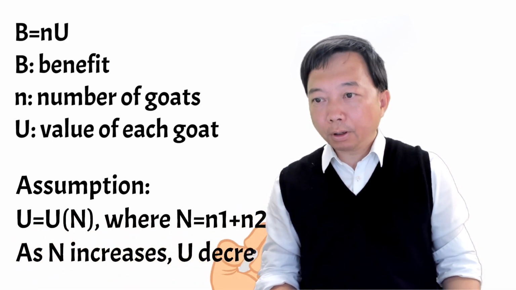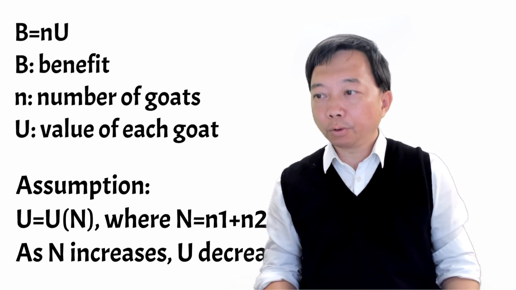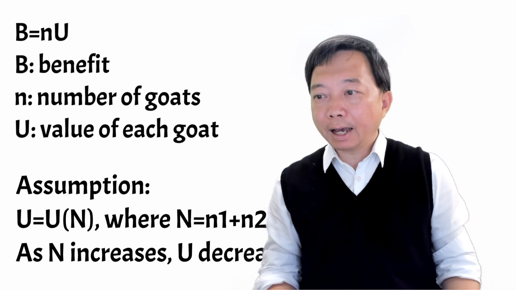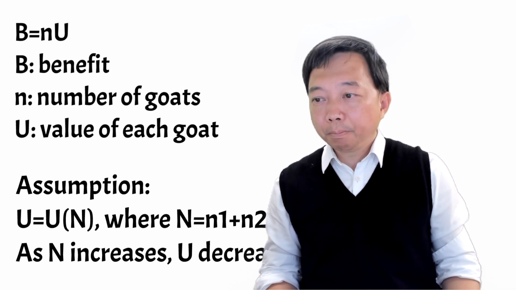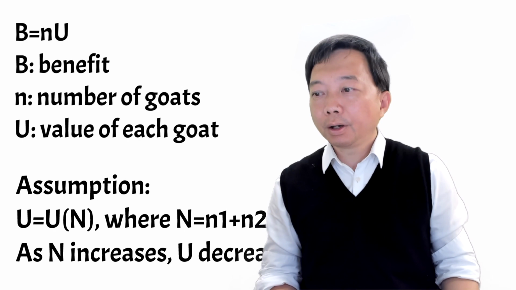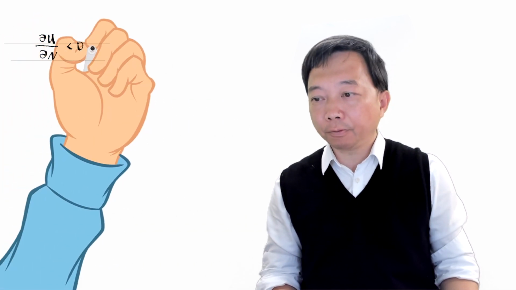As the number of goats increases, the value of each goat decreases. This reflects the fact that the grass on the grassland is limited, and as the number of goats increases, the amount of grass that each goat can eat decreases, and the goats may be undernourished and therefore reduce their value. In mathematical terms, U is a function of N. If N increases, U will decrease. That is, the first-order derivative of U with respect to N is negative.